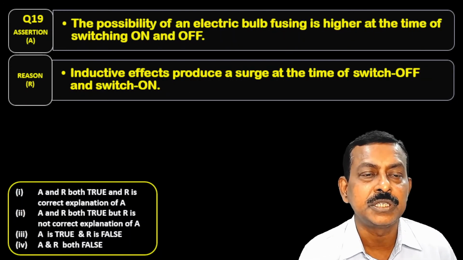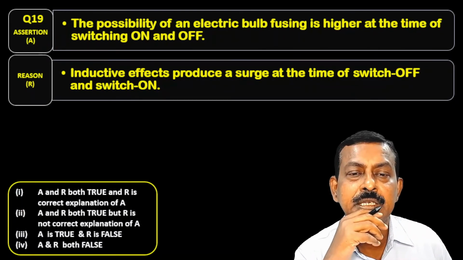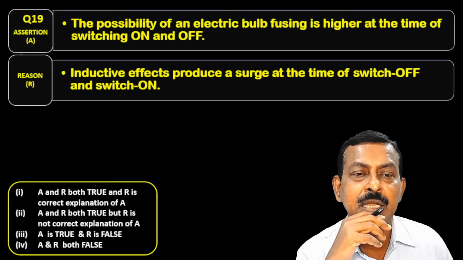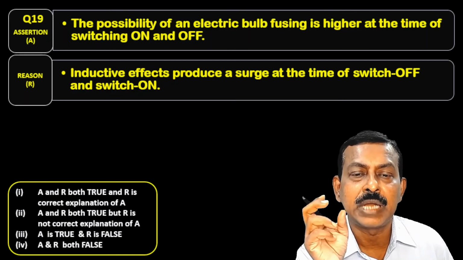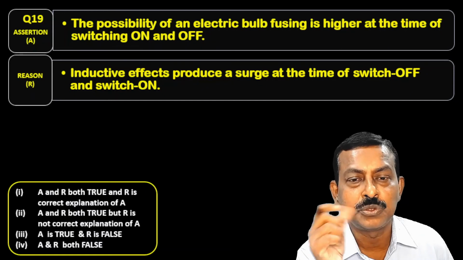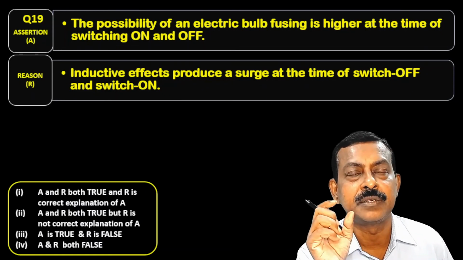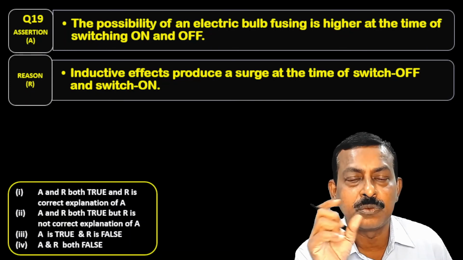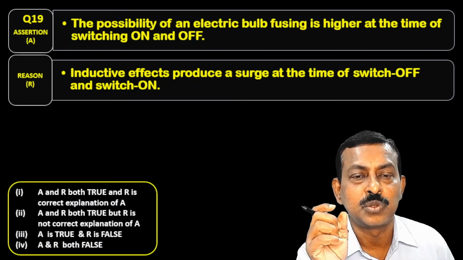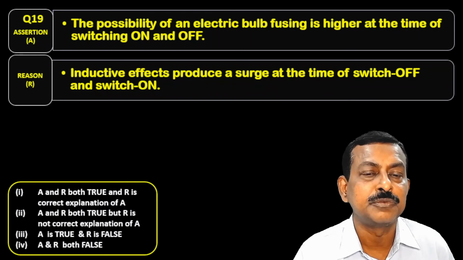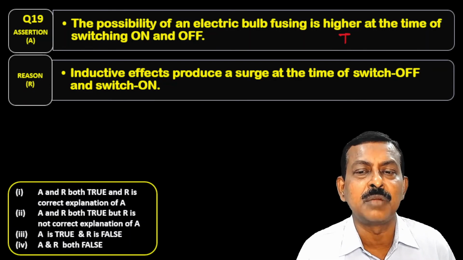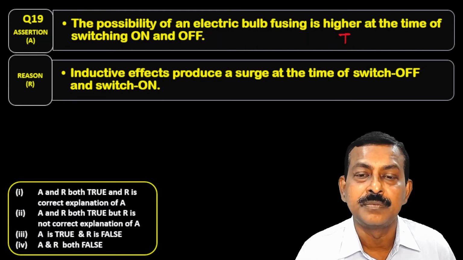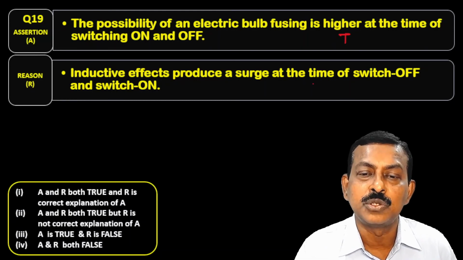Let's take the next question. The possibility of an electric bulb fusing is higher at the time of switching on and off. Now this is true because when you switch it on and switch it off, there will be a sudden change and the value of the current will change very rapidly there. So in that particular case, the chance of the bulb getting fused will be maximum. So that means this is true. And inductive effect produces a surge at the time of switch off and switch on. So this is also a correct statement.